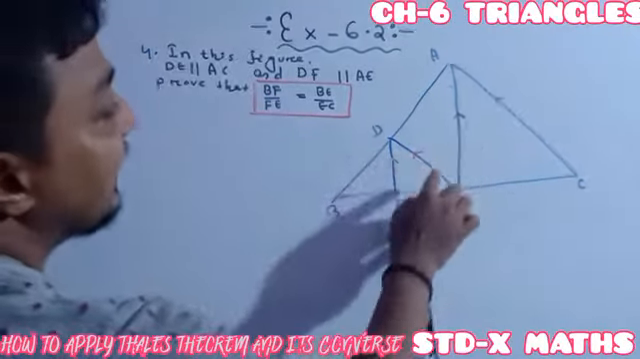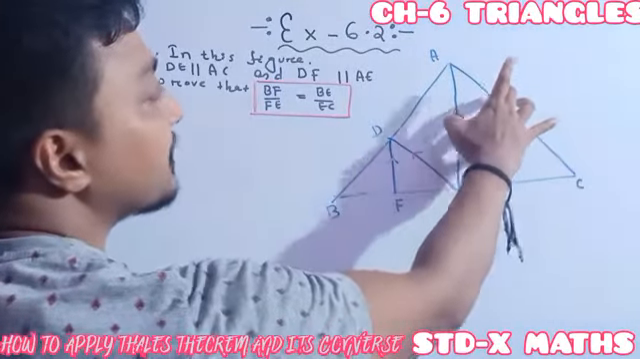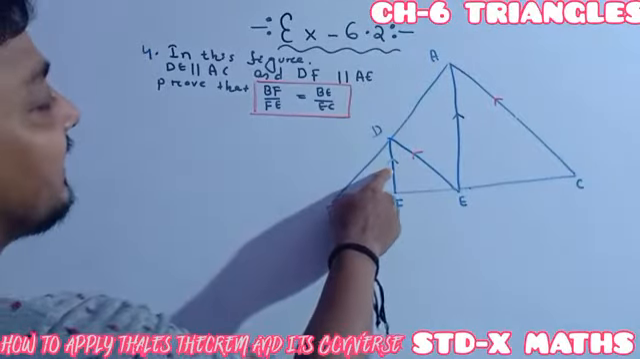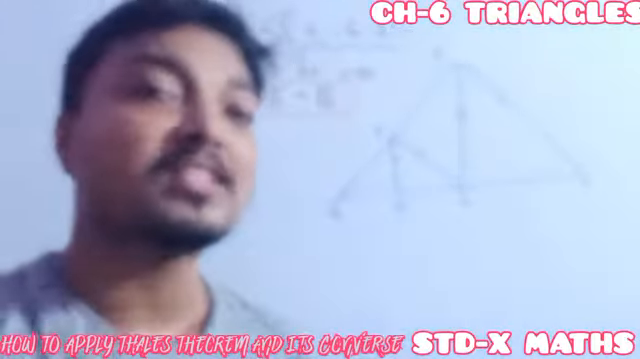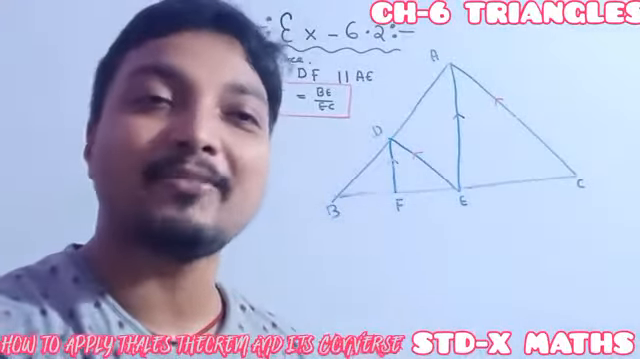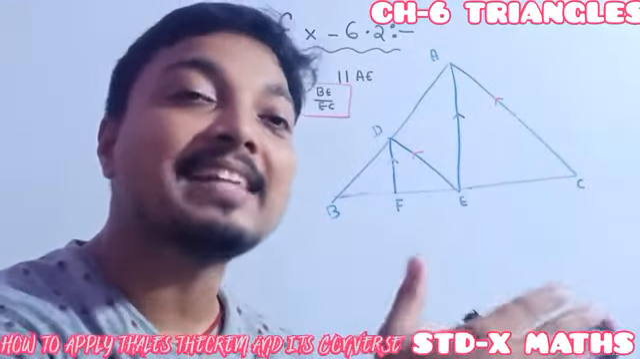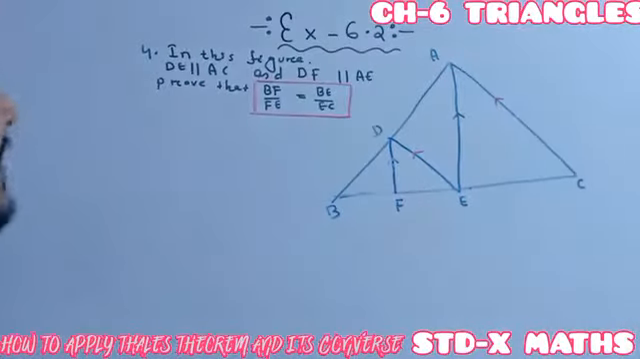DE, this red marked line, is parallel to this one. It means this one is parallel to this one. And DF is parallel to this one. The parallel condition is given. Just like the Thales theorem, where a parallel line condition was given and you were asked to prove that the sides are in equal ratio, here it is also in the same way.